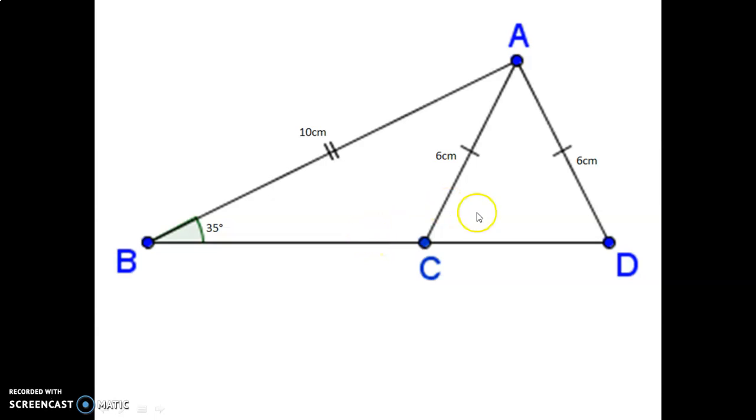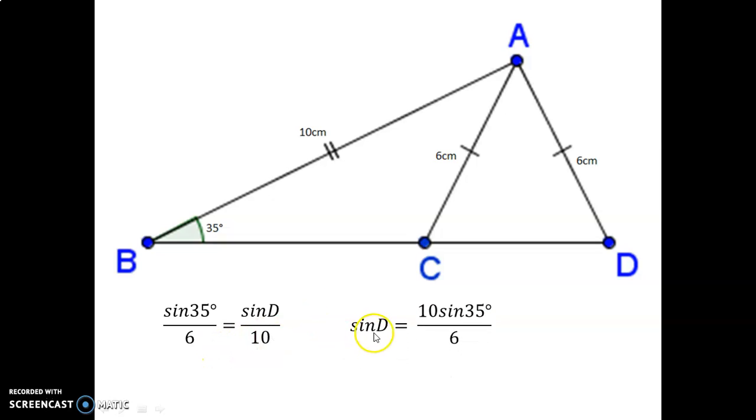So if you were solving for angle D, you could have thought, okay, I can set up the sine rule. Sine of 35 over 6 equals sine of angle D over 10. Now when you solve that for sine of D, let's punch this in your calculator and see what we get. We're going to have to do inverse sine on that to find the angle. The inverse sine is 72.9.